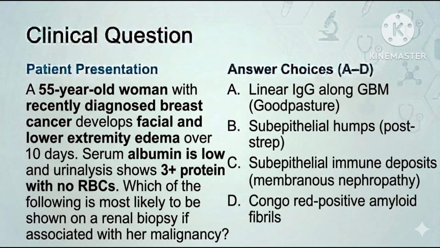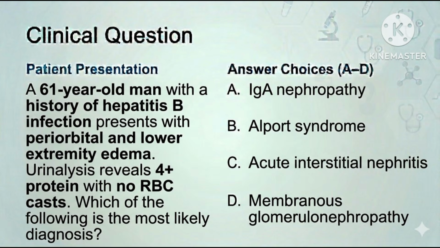Read this question stem. A 61-year-old man. History of hepatitis B. Features of nephrotic syndrome such as edema, proteinuria, low albumin, hypercholesterolemia. That's membranous nephropathy. Hepatitis B infection plus features of nephrotic syndrome, membranous nephropathy.